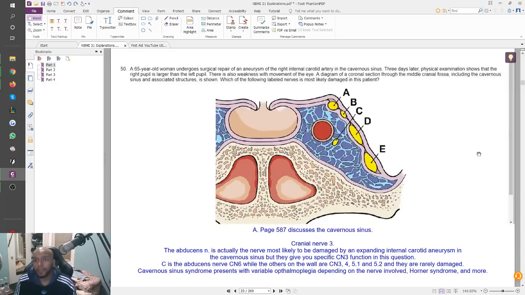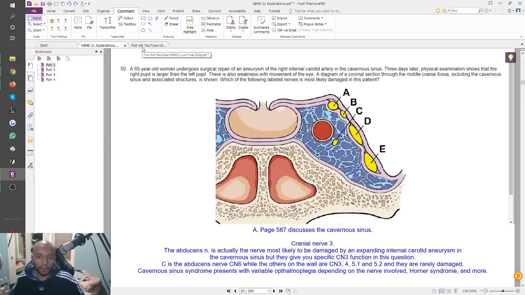3 days later, physical exam shows that the right pupil is larger than the left pupil. So the right pupil is dilated. There is also weakness with movement of the eye. A diagram of the coronal section through the middle cranial fossa of the cavernous sinus and associated structures is shown. Which of the labeled nerves is most likely damaged in this patient? Now, here the answer was A. Right, page 587 discusses it, and let's figure out what's happening.